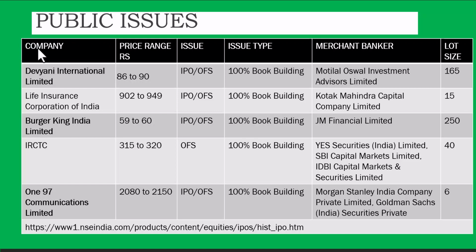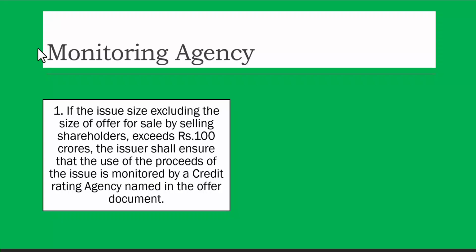For a retail shareholder, the limit is 2 lakhs. So he can apply for 10 lots, 20 lots, provided he's not breaching the 2 lakh limit. Okay, fine. So then there is a monitoring agency. That means SEBI has said that all the IPOs would be monitored. Okay, fine. Read that.